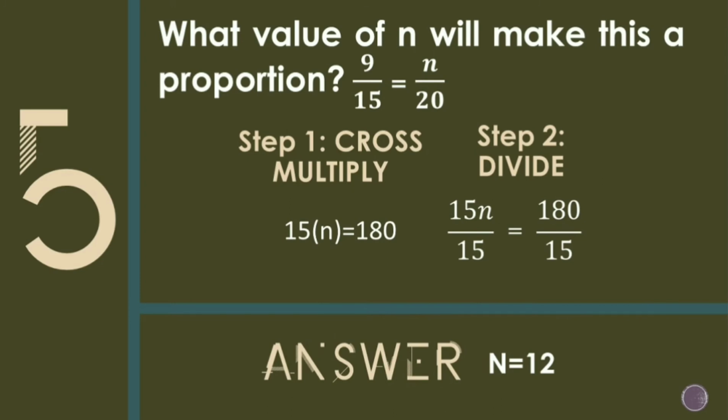To verify our answers, let us substitute the value of n. 9 over 15 is equal to 12 over 20. 15 times 12 is equal to 180, while 20 times 9 is equal to 180.